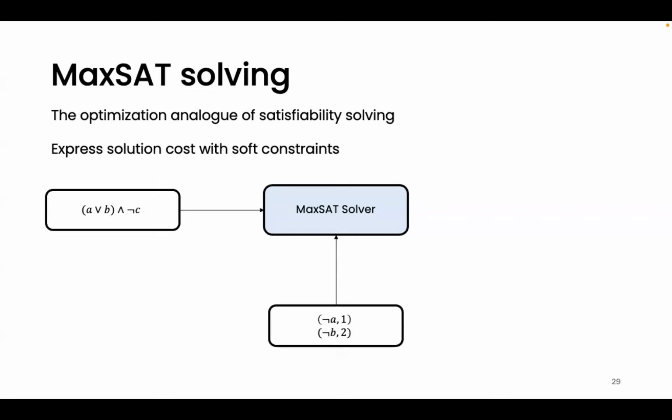So the MaxSAT solver is going to produce something that is not only a satisfying assignment of our original formula, but the satisfying assignment of minimum cost. In this case, if you think about it for a little bit, you might notice that we only have to set one of A or B, so we should pick A, which is the cheaper one, and then we have to set not C. So this is the minimum cost satisfying assignment that has a cost of 1. So this is the framework that we're going to be using to express this NISQ qubit mapping and routing problem.